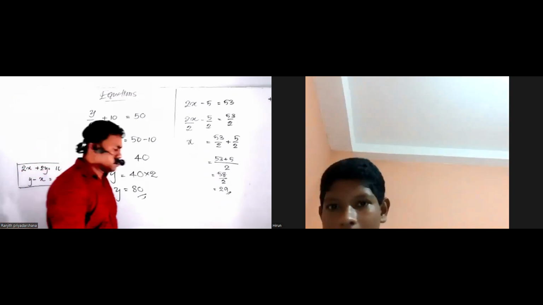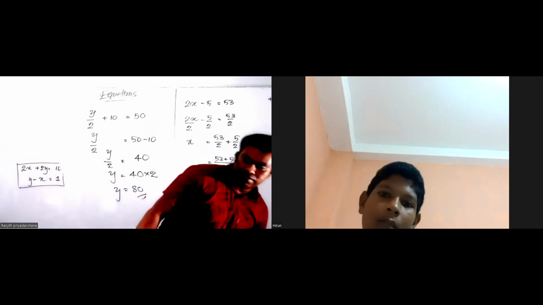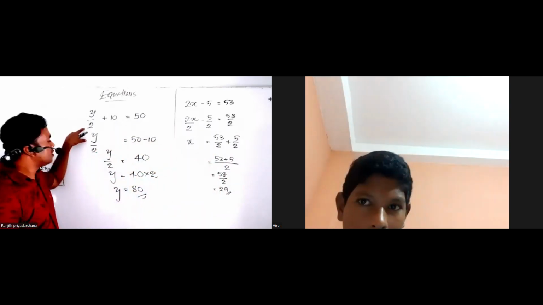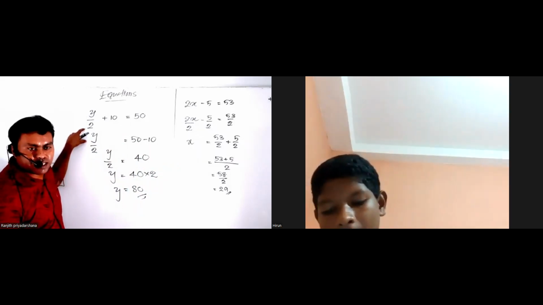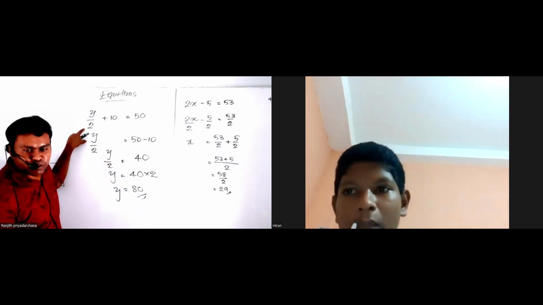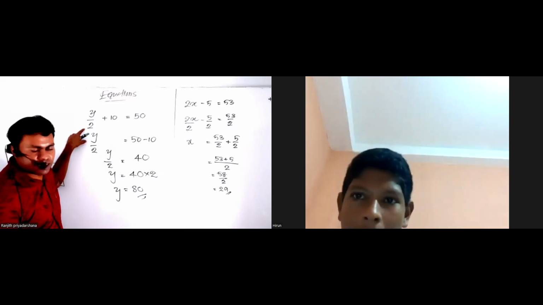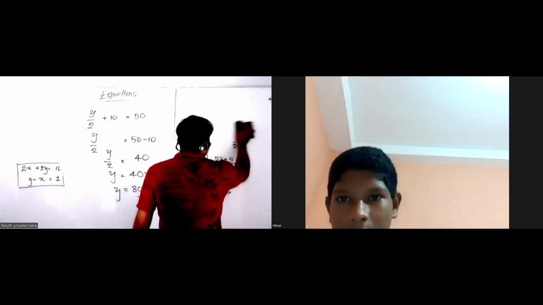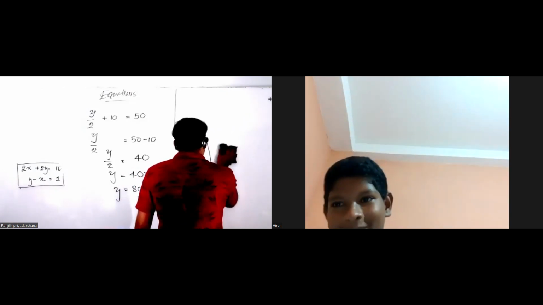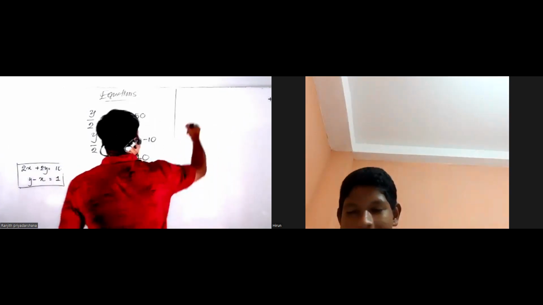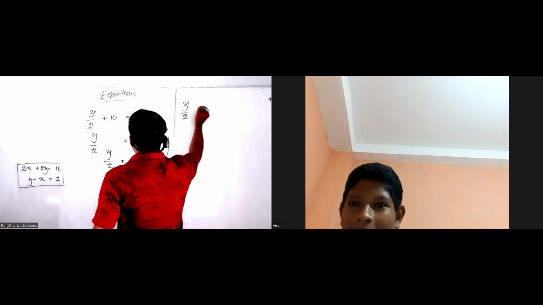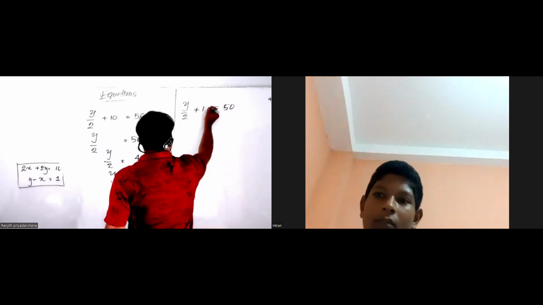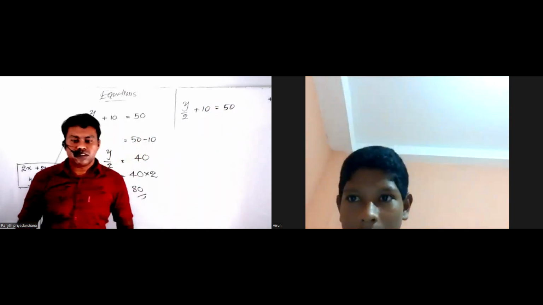Hirun, could you understand that? Yes, sir. Right. Let's do that by removing 2 first. Okay, let's try, right? So that's y upon 2 plus 10 equals 50. So this is your sum.